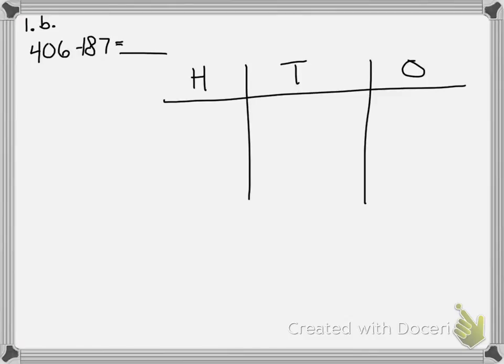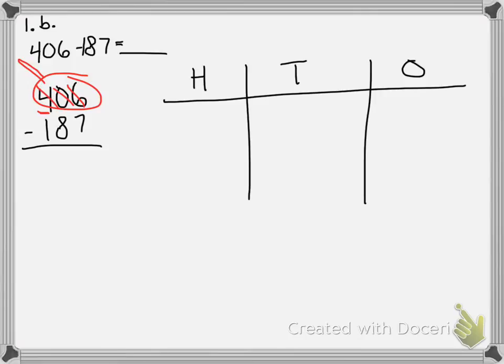Alright, so moving on to problem B, I have 406 minus 187, so I start with 406 minus 187. Now obviously I can't subtract 6 from 7, or 7 from 6, I mean. So I'm going to have to borrow from way over here in the hundreds place. So I'm just going to go ahead and mark all of these.